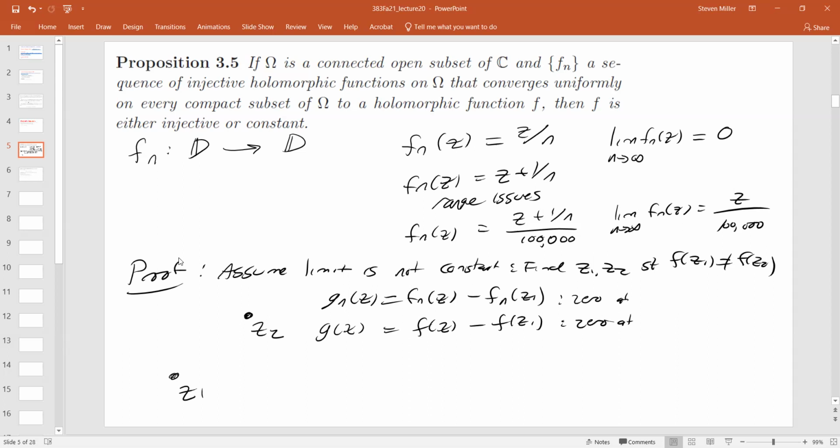So where is G of z equal to 0? Z1? Z1 and Z2. Because we're assuming, I said assume it's not constant. Right, okay, so we have two places where, okay, why Z2?